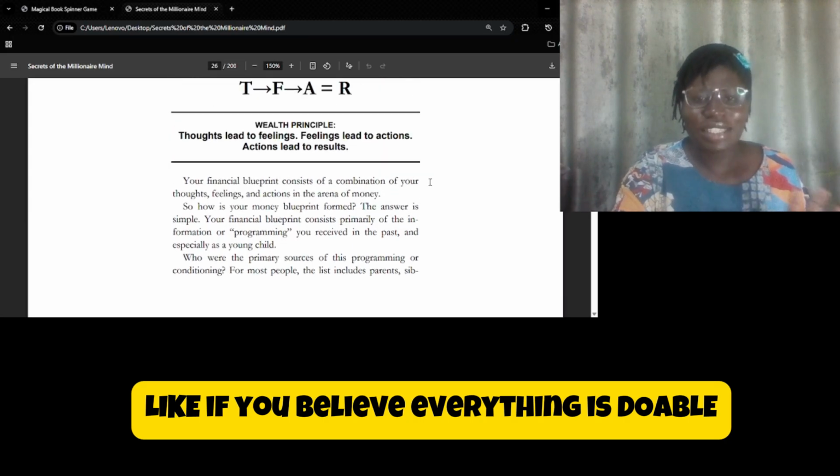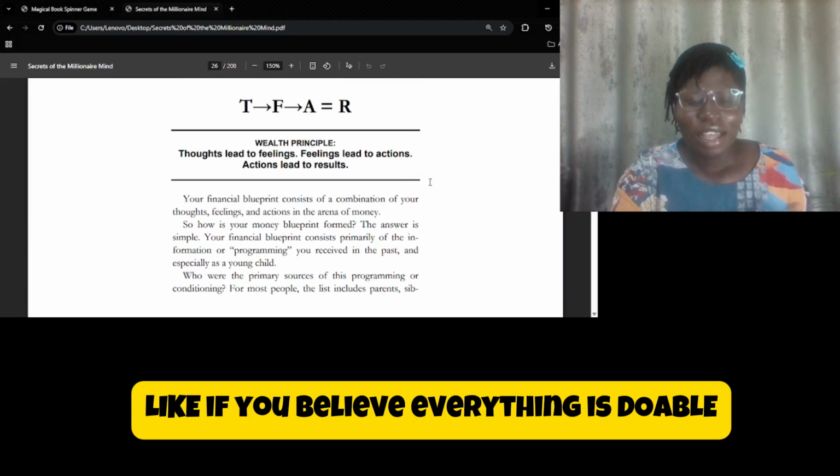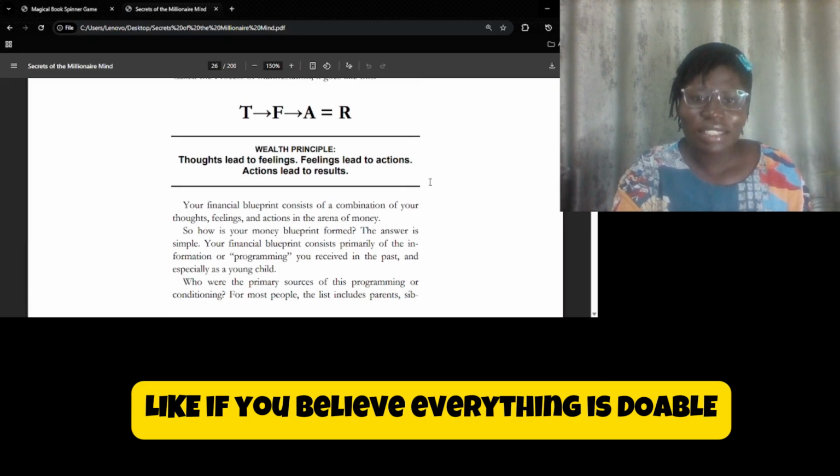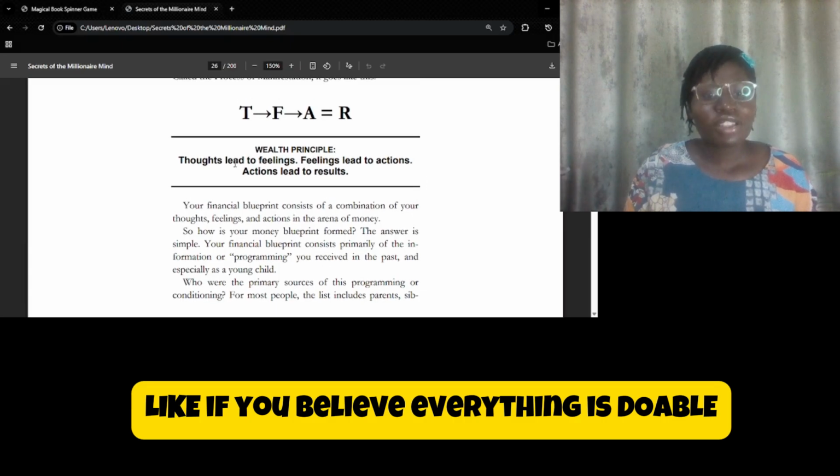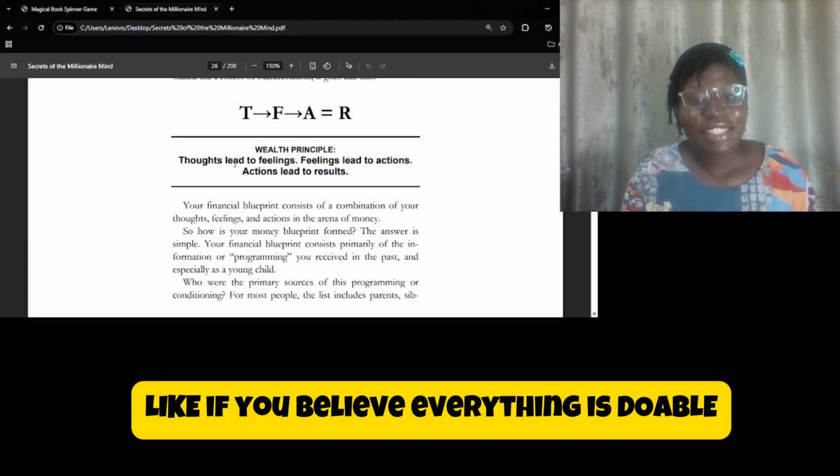So what is the insight from this page? There's quite something. From this principle: thoughts lead to feelings, feelings lead to actions, actions lead to results.